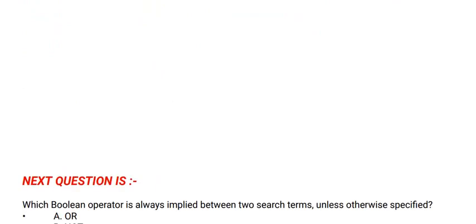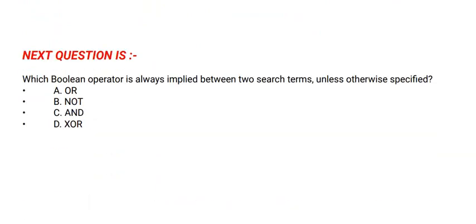Next question is, which Boolean operator is always implied between two search terms unless otherwise specified? Options are, option A, OR, option B, NOT, option C, AND, and option D, XOR. The correct option is option C.